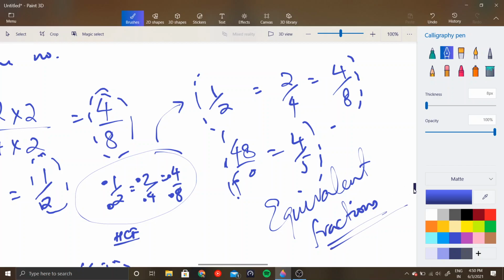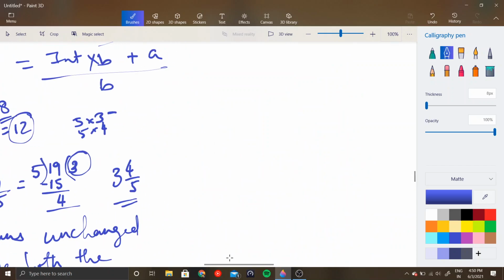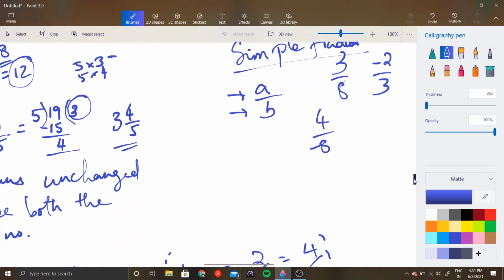And the last thing to tackle today is simple and complex fractions. So what is a simple fraction? What does your intuition tell you? A simple fraction is where both the numerator and the denominator are integers. So what we dealt with till now are all simple fractions. So 3 by 8, minus 2 by 3, 4 by minus 8, they are always simple fractions, right?